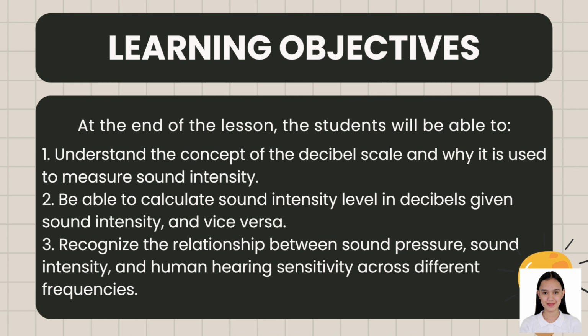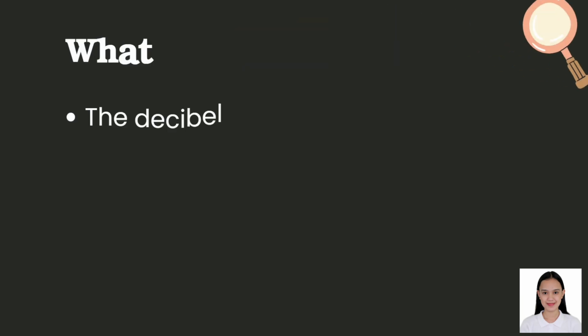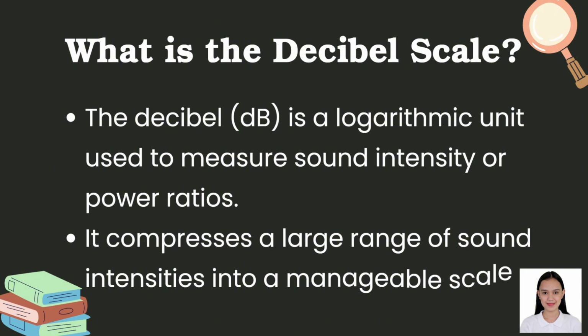For our learning objectives, at the end of the lesson, the students will be able to, first, understand the concept of the decibel scale and why it is used to measure sound intensity. Second, be able to calculate sound intensity level in decibels, given sound intensity, and vice versa. And lastly, to recognize the relationship between sound pressure, sound intensity, and human hearing sensitivity across different frequencies. Next slide, please.